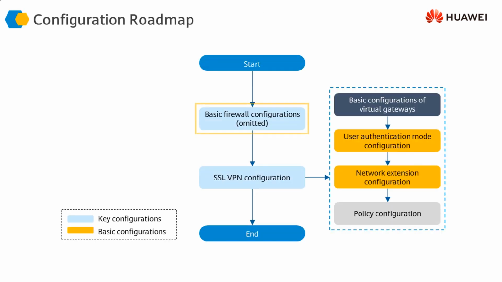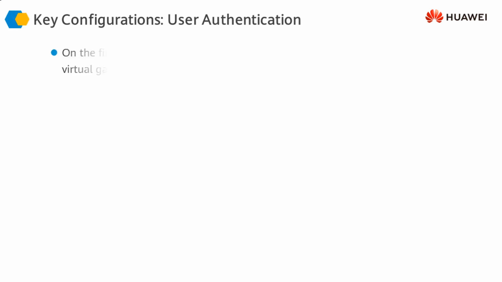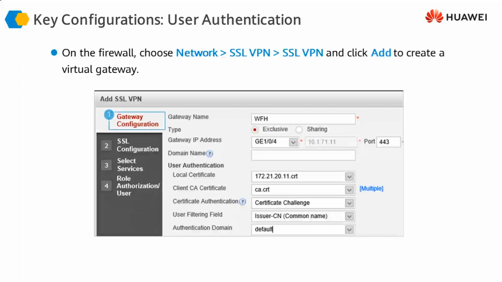The basic firewall configuration has to be done, and the SSL VPN configuration. We're going to configure the virtual gateway, and then we have to configure the user authentication. The service we are going to select, this is pretty much similar to what we have already been doing. The difference here is that we are going to select the network extension service and do appropriate configuration for the network extension service. So first of all, let's take a look at the configuration.